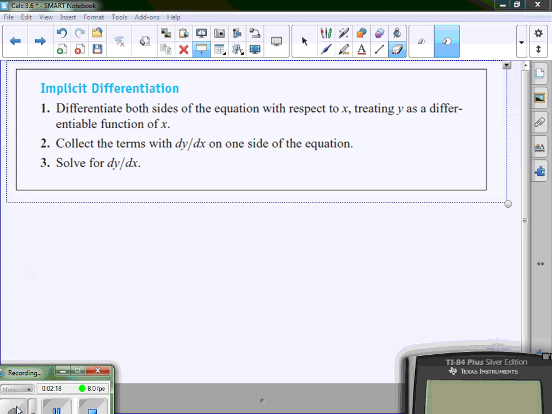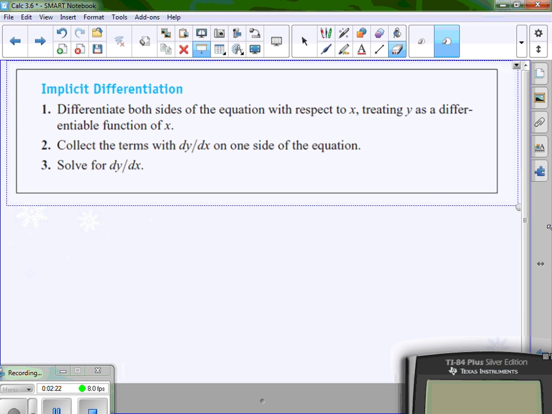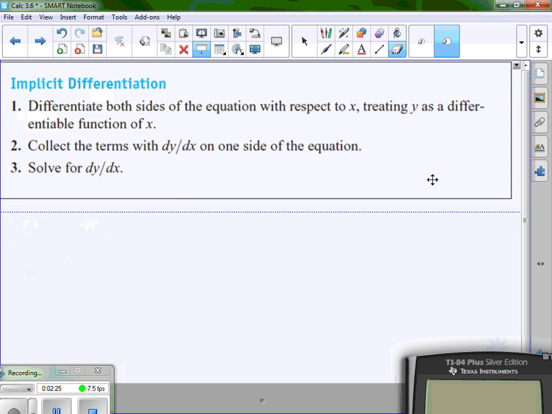In order to solve these problems, we're going to find the derivative of both sides of the equation with respect to x, and we're going to treat y as a function of x. We're going to collect the terms with y prime on one side of the equation and then solve for y prime.